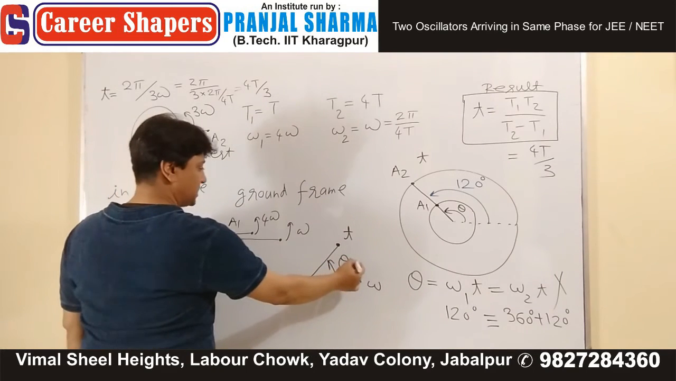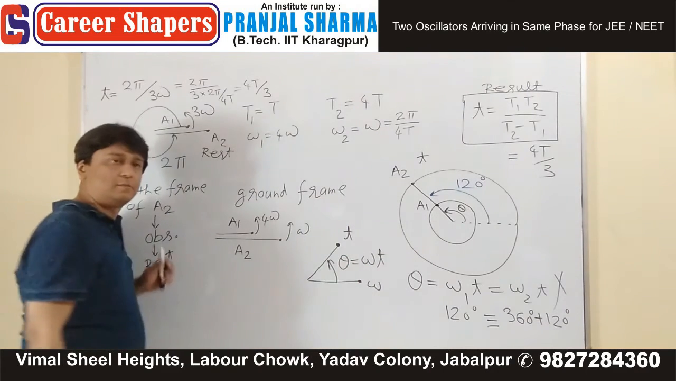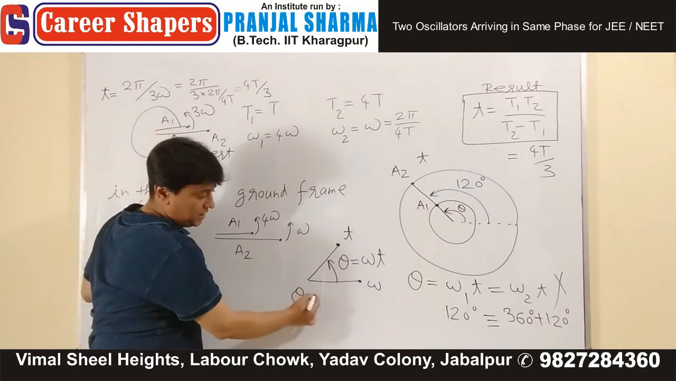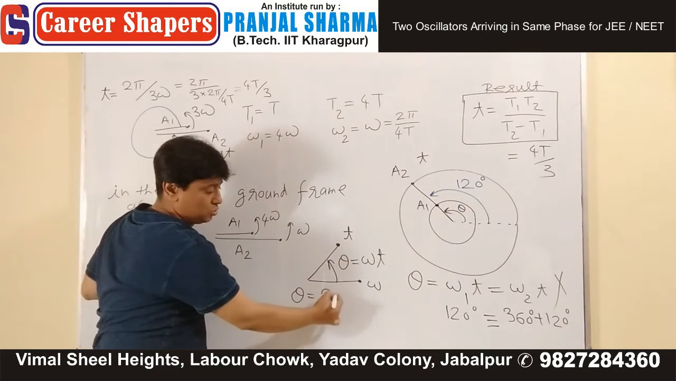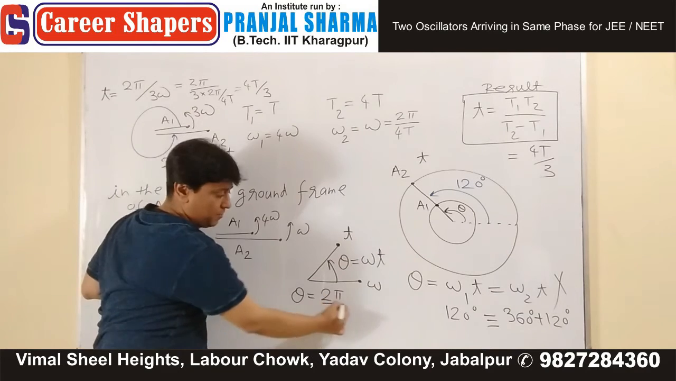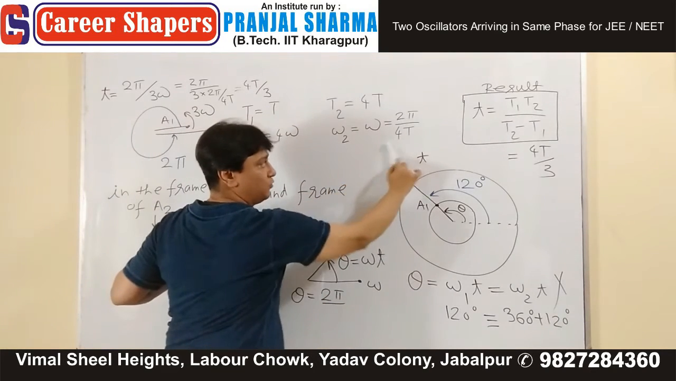Angular displacement is angular velocity multiplied by time. So what is theta? Omega times time. What is omega? 2 pi upon 4t.